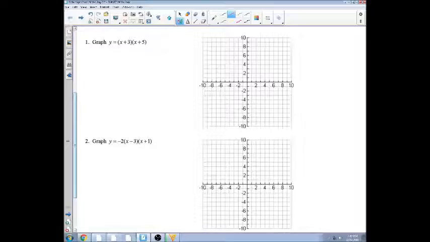All right, let's look at number 1. Well, the first thing is, will the graph open up or down? My a value, since there's nothing out there, I can always put a 1 in there. So this graph will open up because that is a positive 1. Okay. The next step is to find my x-intercepts. It'll be the opposite of 3 and the opposite of 5. So it'll be negative 3, 0, and negative 5, 0.